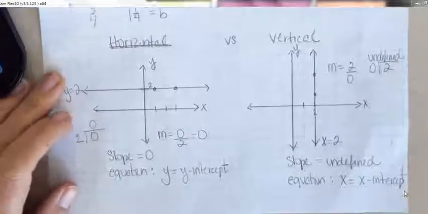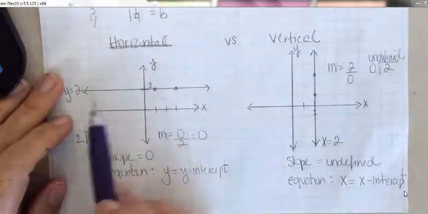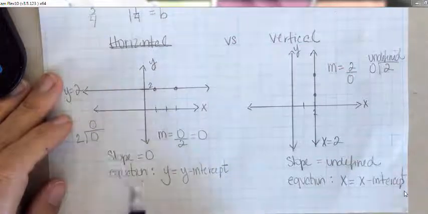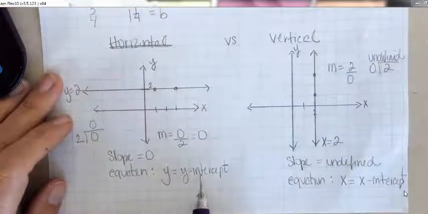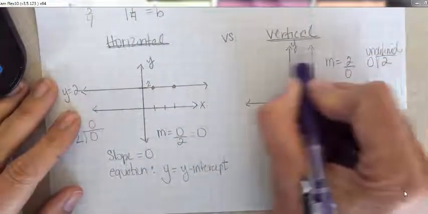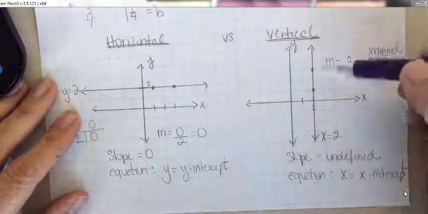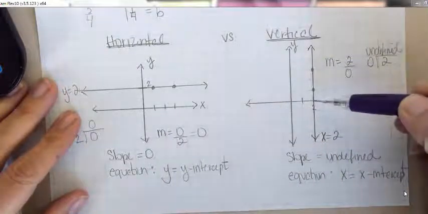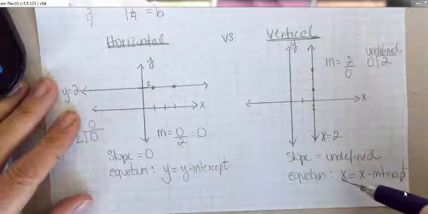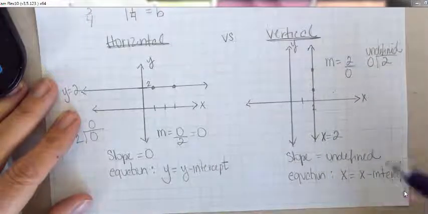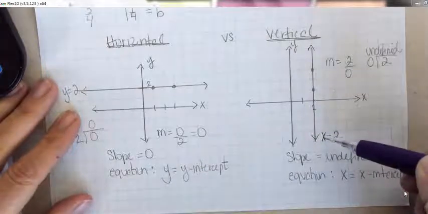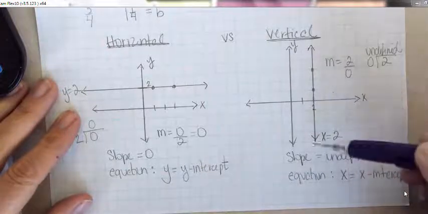So just to summarize, a horizontal line looks like the horizon when you look out at the horizon, and it's always a y equals equation, like this one is y equals 2. A vertical line crosses the x-axis, so the equation is always going to be x equals whatever the x-intercept is. For example, this one, the x-intercept is at x equals 2, so the equation is x equals 2.